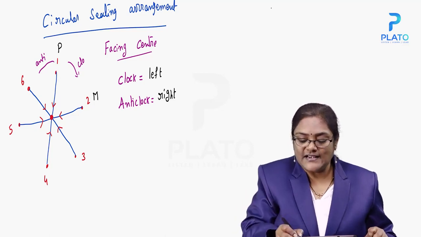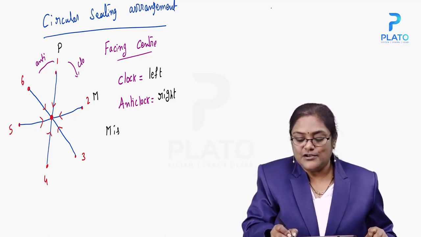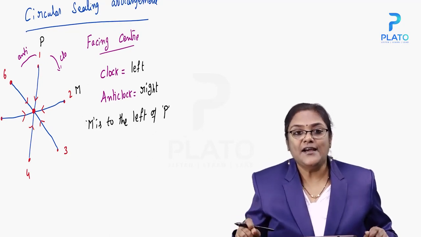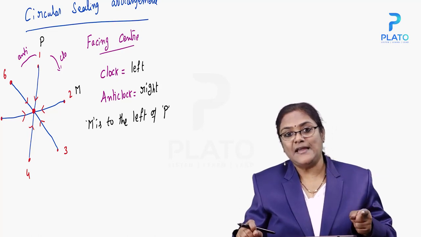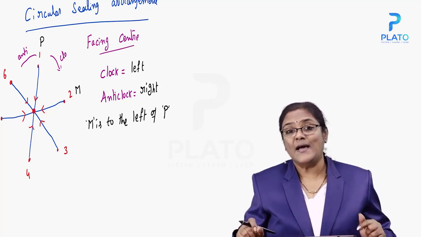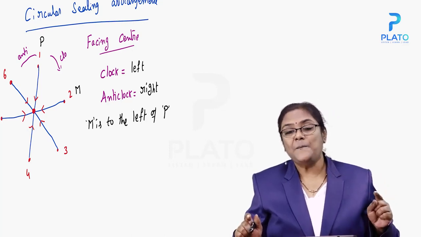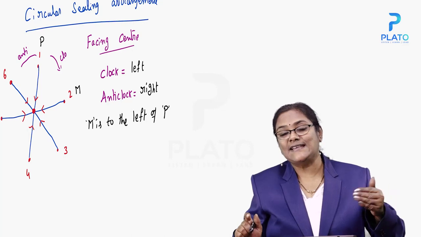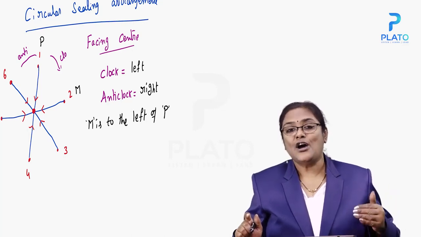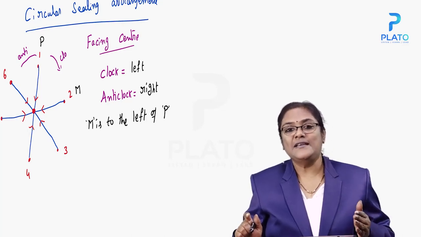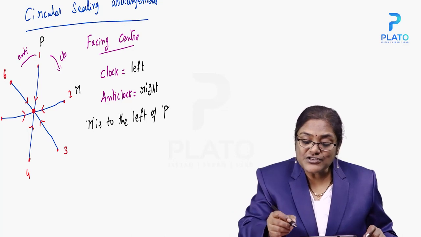Therefore, how can you say that M is to the left of P? Because from P, M is in the clockwise direction. From whom are you seeing clockwise? From P you are seeing clockwise. So from P, P's left is M. So how do you make a sentence? M is sitting to the left of P, or M is to the left of P.